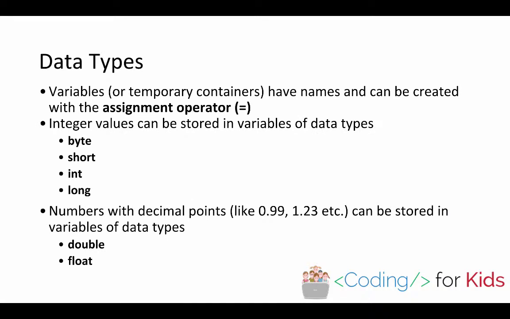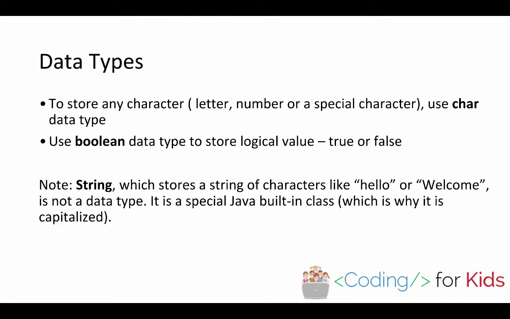Variables each have a name and can be created with the assignment operator, which is a fancy name for the equal sign. Each variable has its own data type. For example, data that's an integer is stored in a variable of type int. Decimals are stored in double or float. Characters are stored in char. Whether something is true or false is stored in a boolean, and words or sentences are stored in a capital S String.